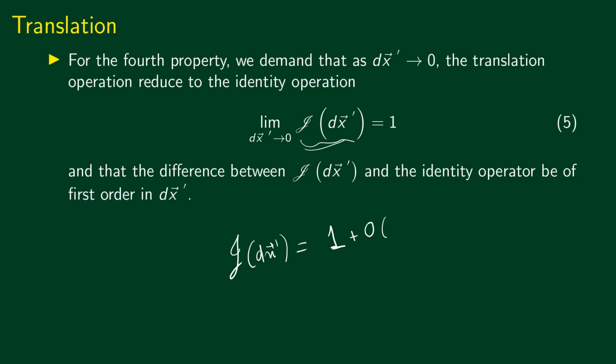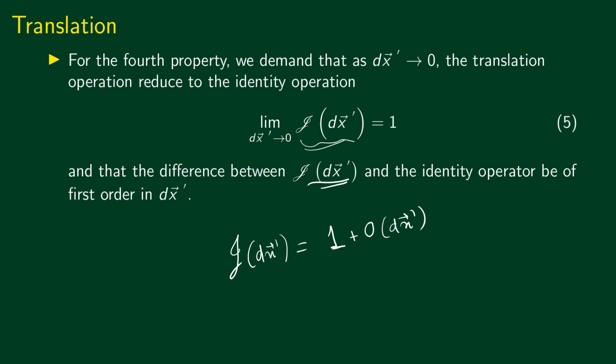So we can have a term which is in first order in this parameter dx vector prime. So this infinitesimal translation operator, we should be able to write it as the identity operation plus some infinitesimal term, which is first order in dx vector prime. That's what we say here. The difference between J of dx vector prime and the identity operator has to be of first order in dx vector prime. So when we say that we are only taking the first order terms, if dx vector prime is really an infinitesimal quantity, then the higher order terms you should be able to neglect.